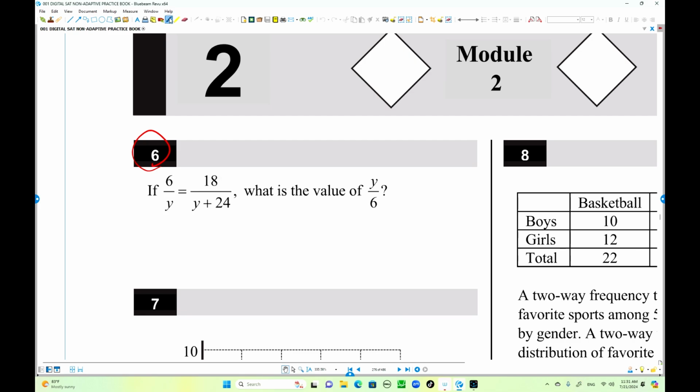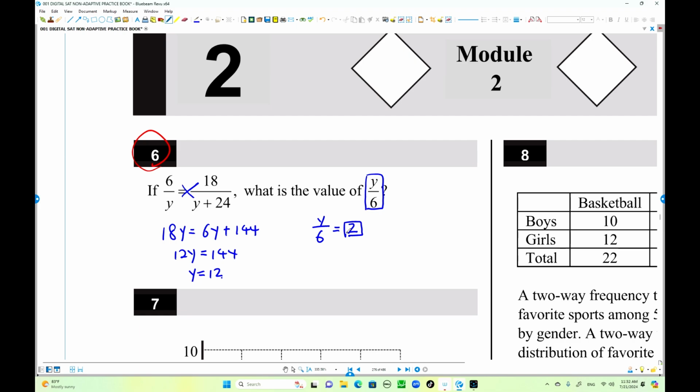So this way or this way. 18y equals 6y plus 24 times 6, which is 144. So 12y equals 144 and y equals 12. But we want y over 6, not the variable y. So y over 6 equals 12 over 6, which is 2, right? This is the algebraic solution. And this one can also be solved graphically.